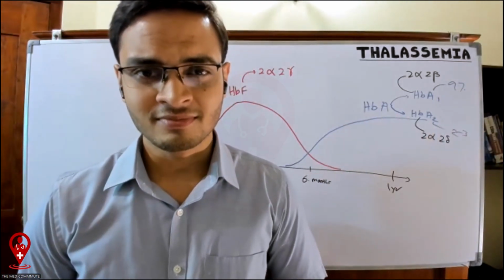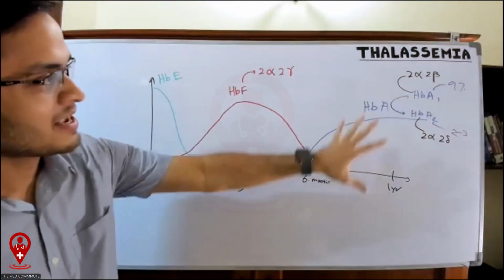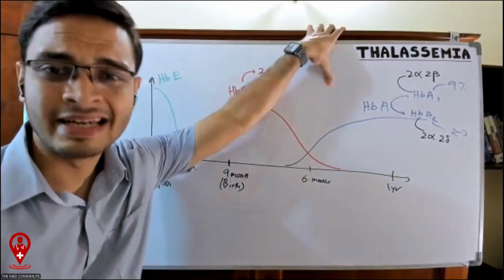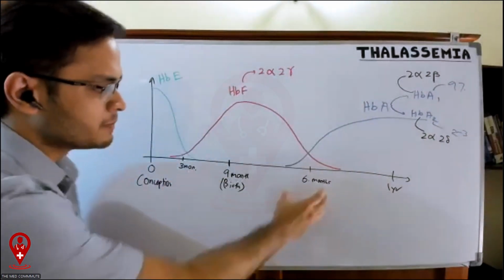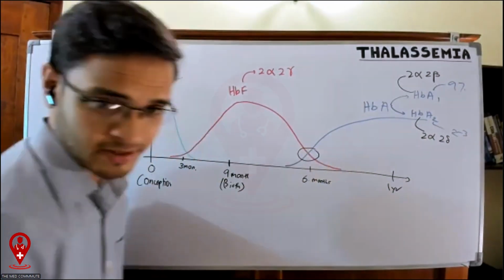Around 6 months after birth. Excellent. This is what I wanted to say. So thalassemia, guys, the clinical features start appearing somewhere here, around 6 months after birth.